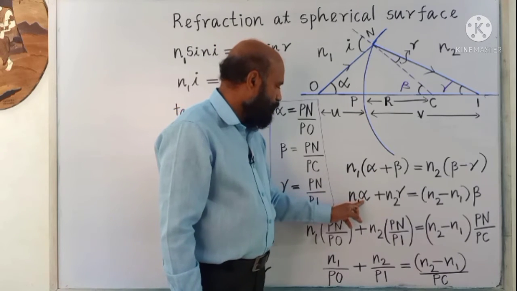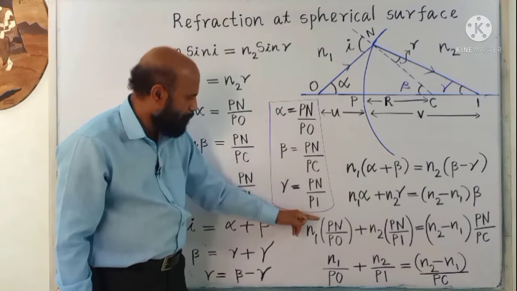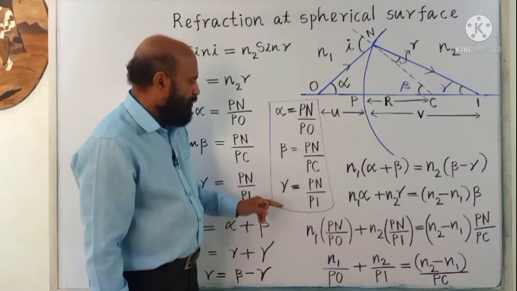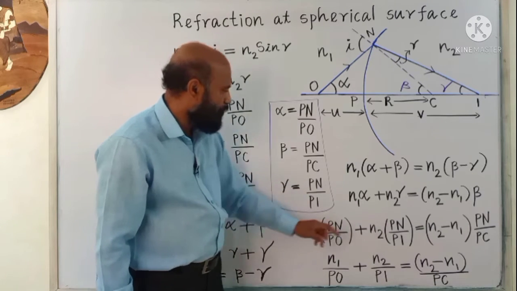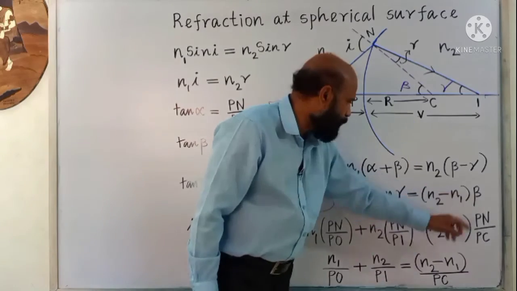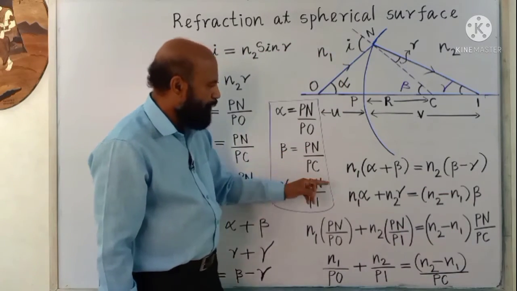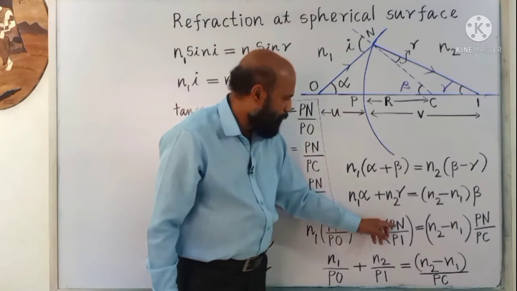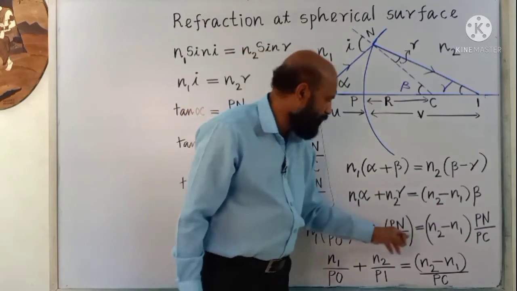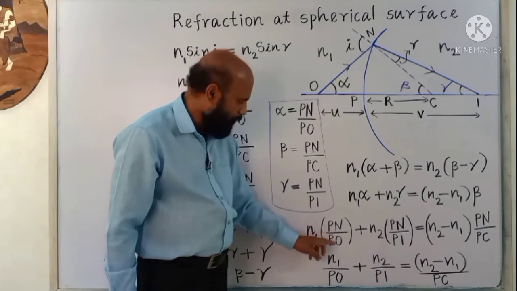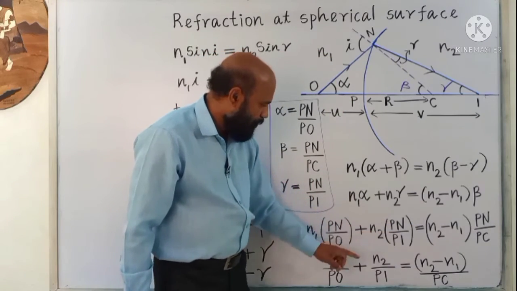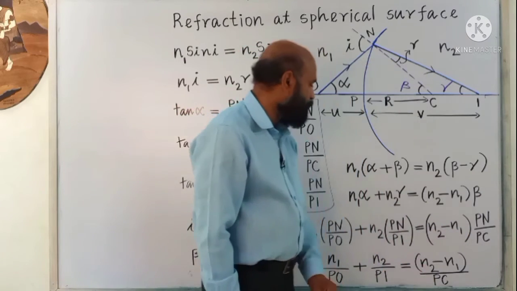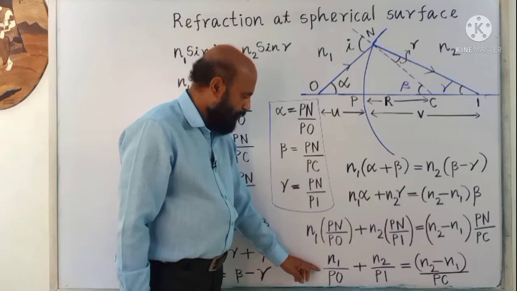Now for this alpha, you can substitute PN by PO. For this gamma, we can write PN by PI, is equal to N2 minus N1 times beta. Beta we can write PN by PC. Now PN is common, so after cancellation you can write like this: N1 by PO plus N2 by PI is equal to N2 minus N1 by PC. So you're getting this expression.